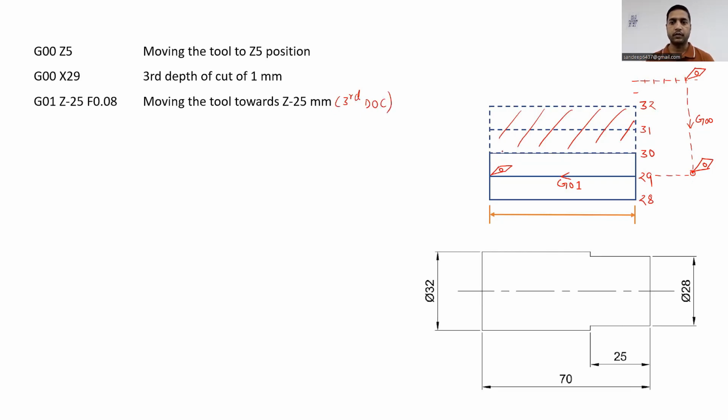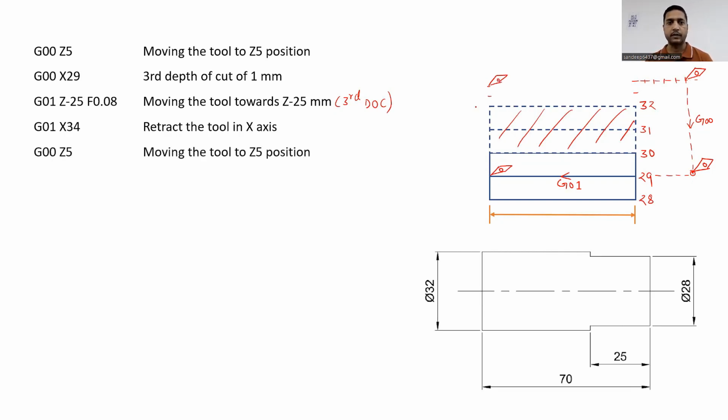And after that, we are moving the tool from this location to the X34 location. Let's say this will be our X34 location. So after that, the lines will remain the same. Now we are moving back from this location to this location, and after that, we are giving the fourth depth of cut, that is the last depth of cut, from this point to this point.